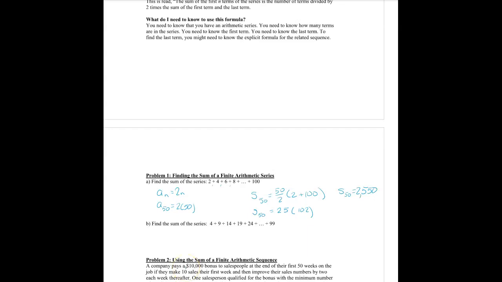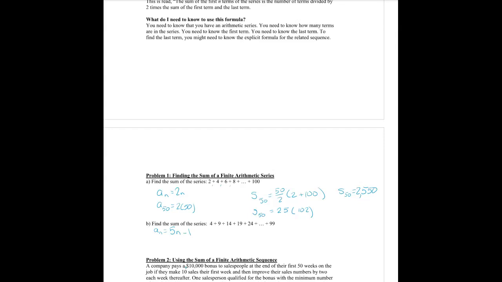Alright, my next series, I have 4, 9, 14, 19, 24. If this was just a sequence, I would say that A sub n is equal to, I'm going up by 5, so I'd have 5 in front of my n. But in order to get back to A sub 1, 5 times 1, well, in order to get back to 4, which is what I want, I'd have to subtract 1. So all in all, my formula should be 5n minus 1.